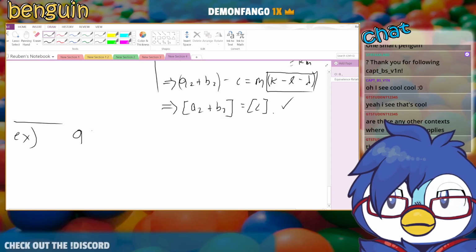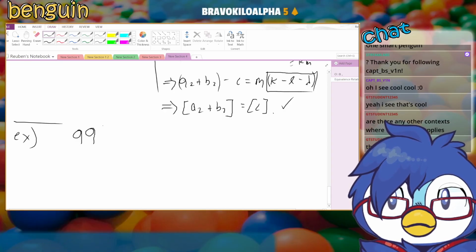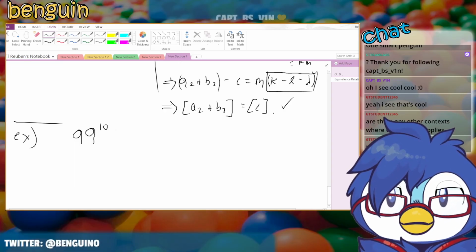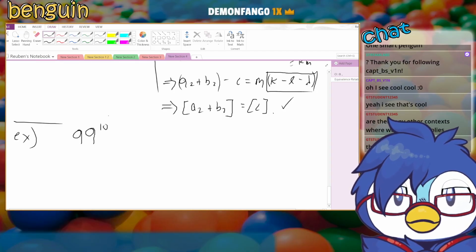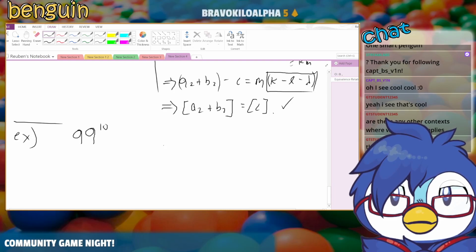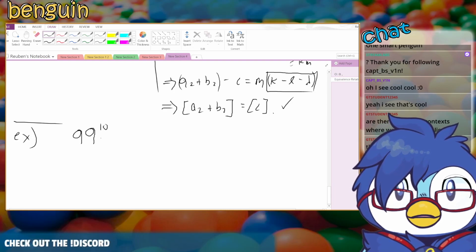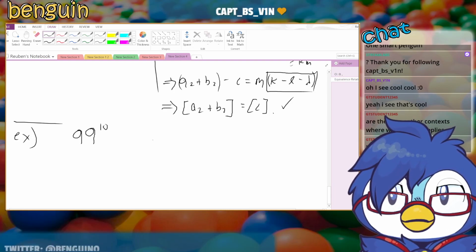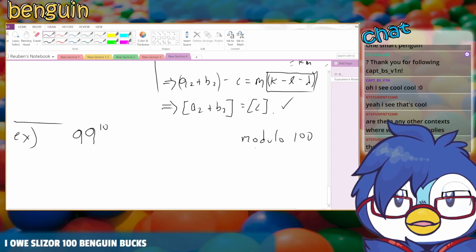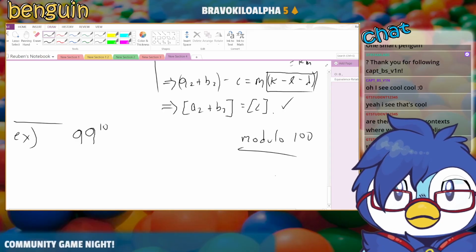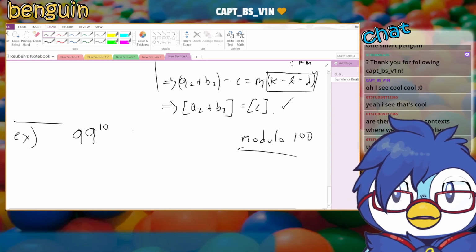Let's say we have the number 99 raised to the 10th power, right? And we want to know what this is equivalent to if we work modulo 100. In other words, we want to know what the remainder is after we divide by 100.